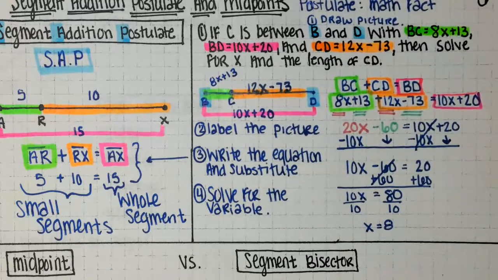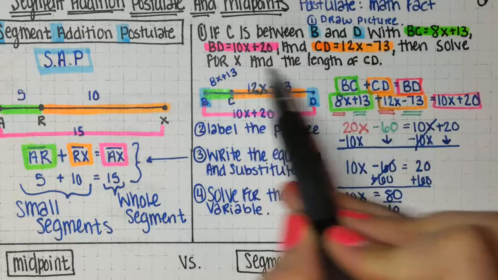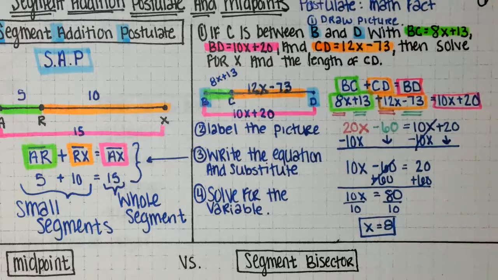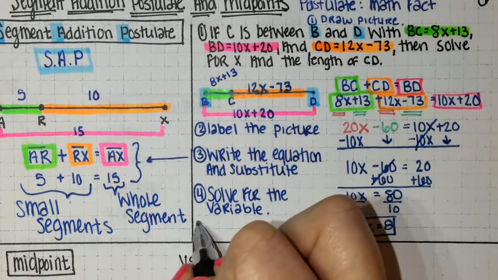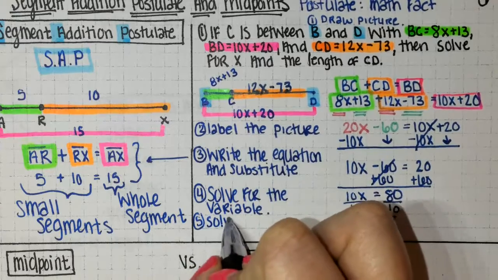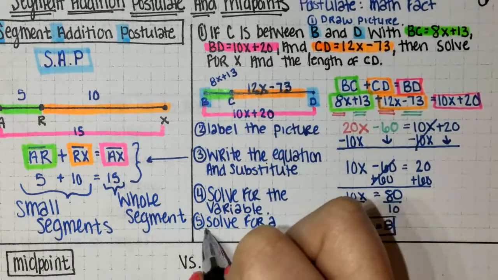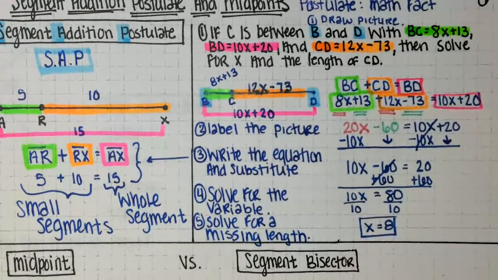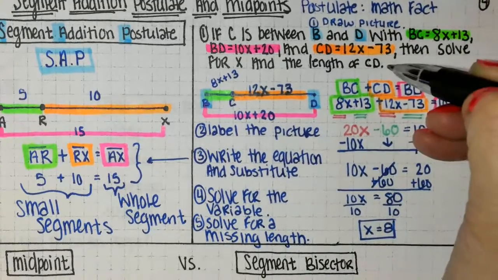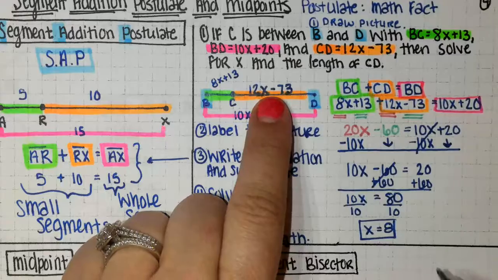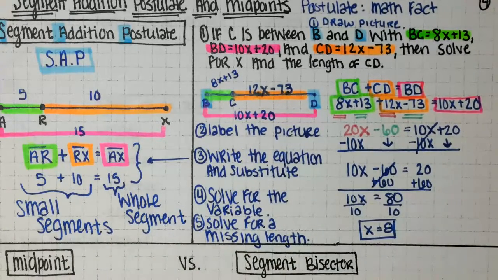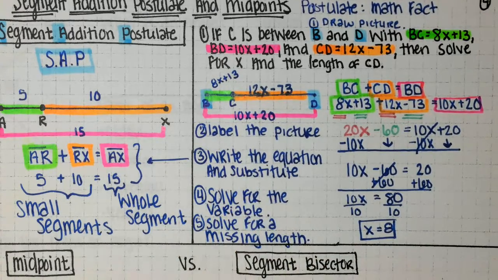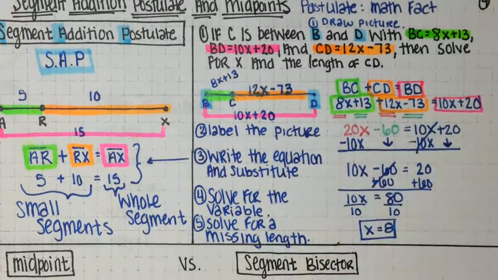Now, our question says to solve for the value of x and the length of CD. Well, we have our x value. Next, we have to solve for the missing length. So that's step 5. Solve for a missing length. Now, not every problem is going to ask you to do that. However, this problem says to solve for the length of CD. The length of CD is not 12x minus 73. That's just its equation. We need a measurable distance. Like we talked about before with the ruler, we need an actual number on a ruler. 12x minus 73 is not on a ruler.